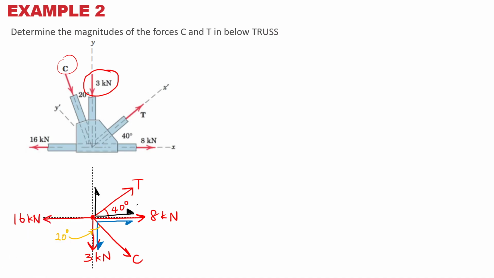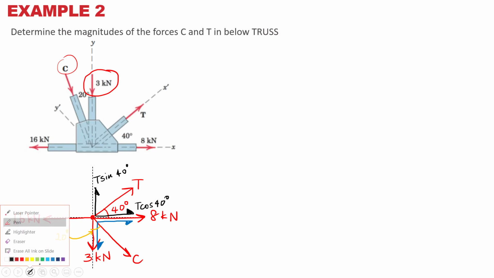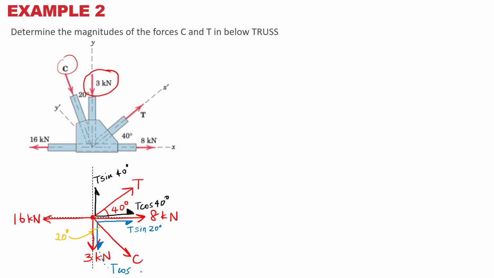So we might as well label them. T cos 40. This one. T sin 40. What else? How about this one? This one is... you should be very good at this now. T sin 20. This one is... No arrow. Dot. T cos 20 degrees.